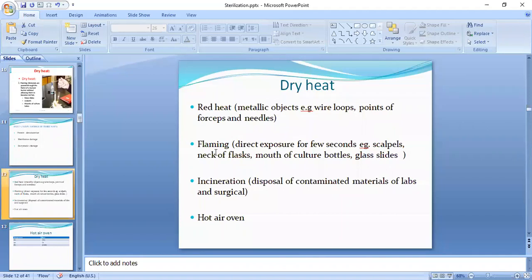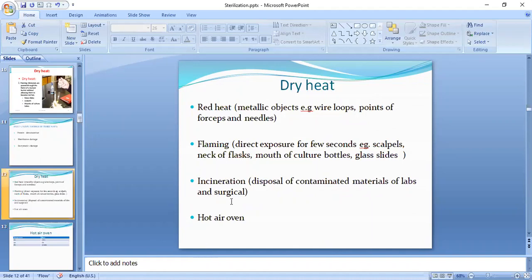And in case of flaming, there is a direct exposure for a few seconds, and the objects that are sterilized are the scalpels, the neck of the flask, and mouth of the culture bottles, glass slides.